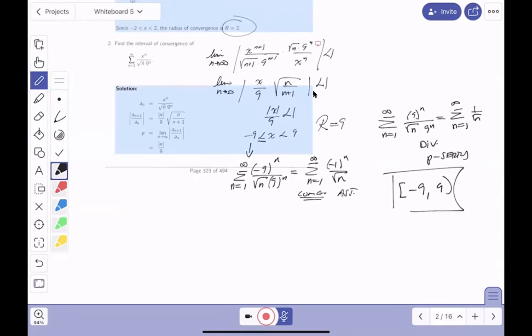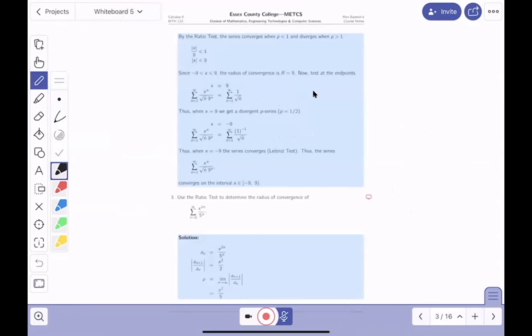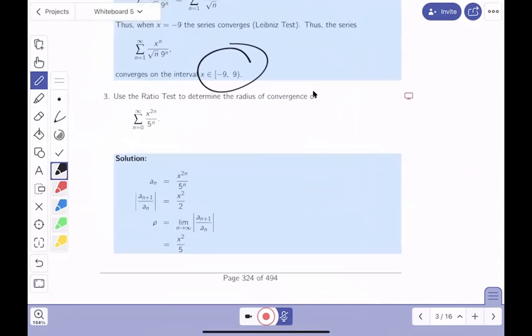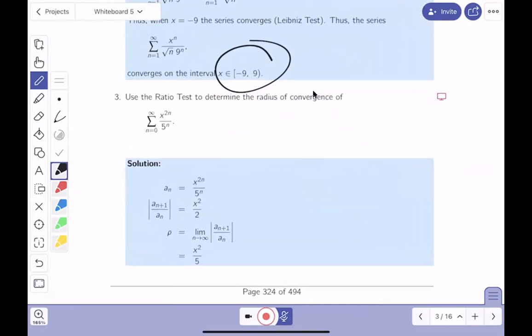Again, my recommendation, look at the key. Let's take a look at that. And we got that right over here. Okay, so wasn't bad. Let's do the next one. This one, ratio test, determine the radius of convergence.